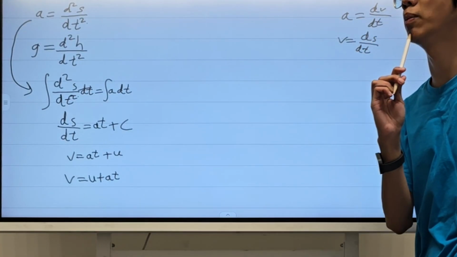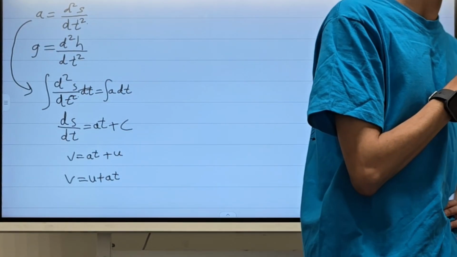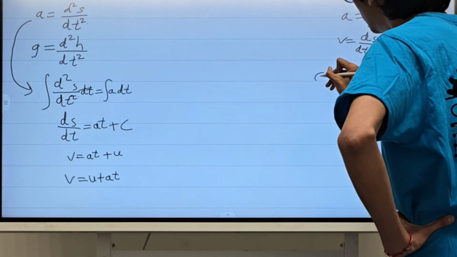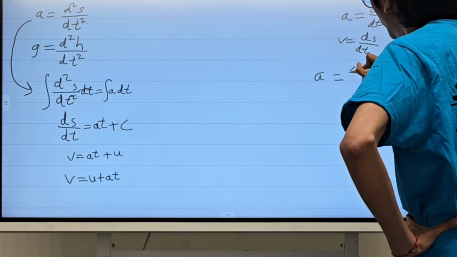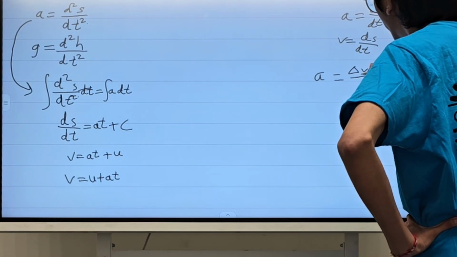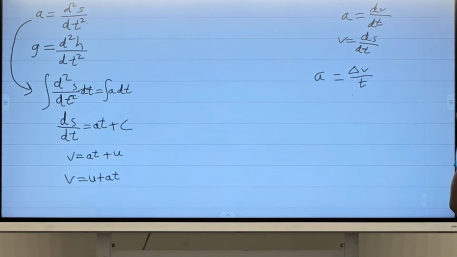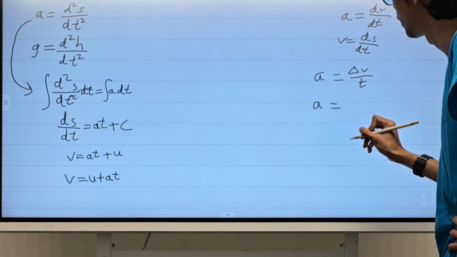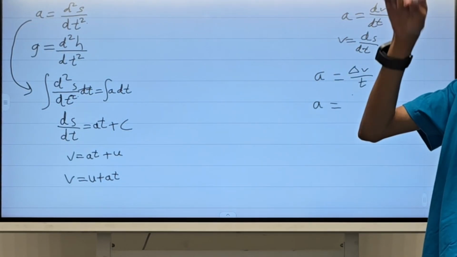Acceleration is basically how much the speed changes over a set amount of time. Let's write that down. So basically, how much does the speed change? The speed changes from initial velocity to final velocity.